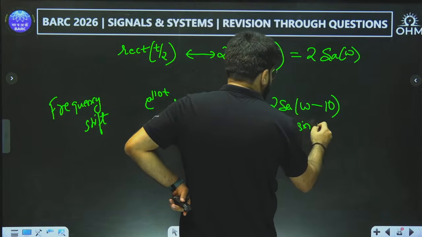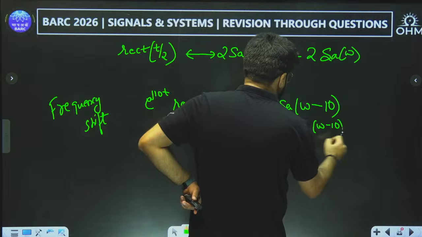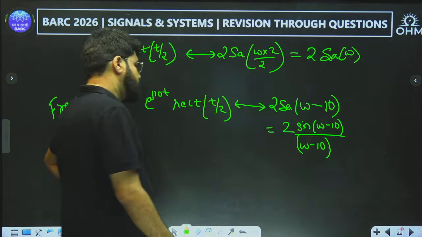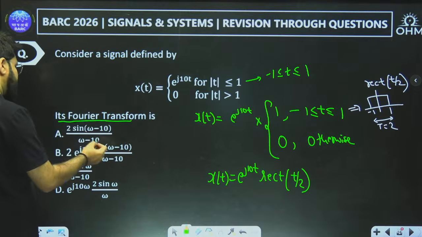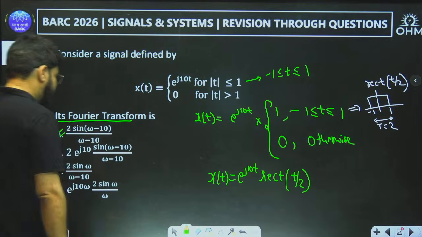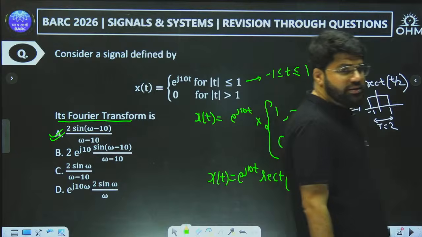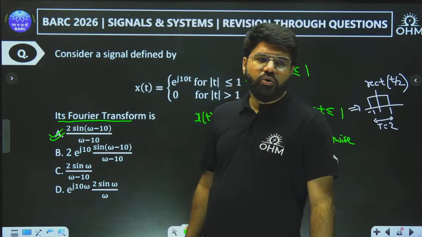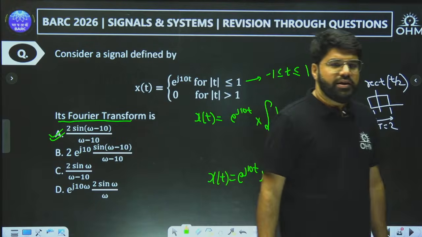And sampling theta is sine theta by theta. So sine omega minus 10 upon omega minus 10. Option A: 2 sine omega minus 10 by omega minus 10. Correct answer. Mani and Govind as well. A. Sai Vikas correct. Yes, Mani correct.